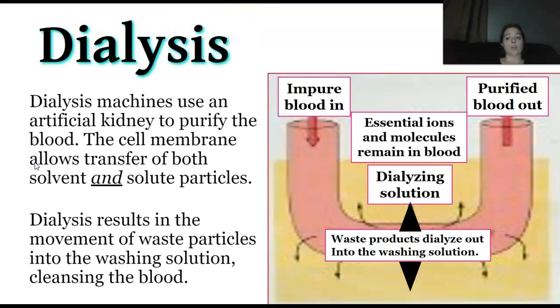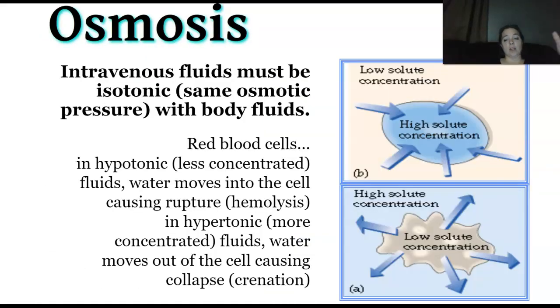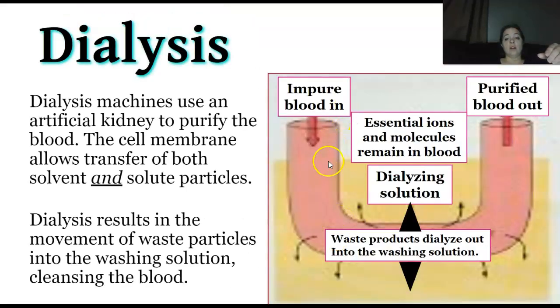So dialysis, this also brings up dialysis. Dialysis machines use artificial kidneys to purify the blood. The membrane allows the transfer of both solvent and solute particles. So looking, waste products are dialyzed out into the washing solution. The impure blood comes out, gets rid of the waste, it purifies the blood, goes back in. Dialysis results in movement of waste particles into the washing solution, cleaning the blood. This is where that osmotic movement goes, from high concentration to low. So the impure blood has high waste, which is going to the low washing solution.